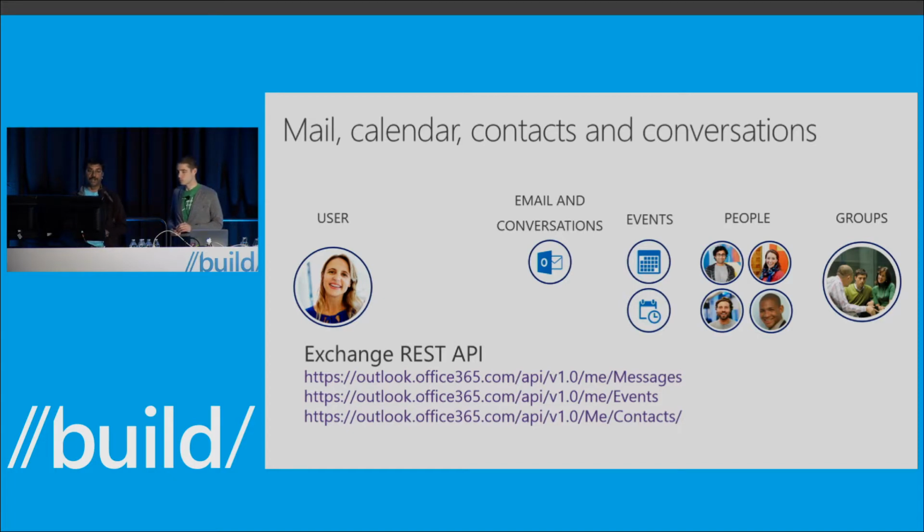So if you are in US data centers, you'll probably hit outlook.office365.com and /API/v1 me messages is kind of where you go and get the messages, events, and contacts. And there's also some beta endpoints that we have published for Build. So you can go and look at the notification hub. Like if you want to get email notifications when you receive an email or something going on in the groups, we have that in beta.